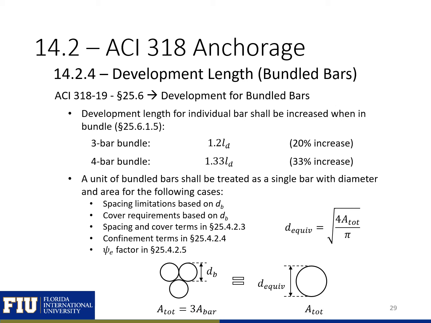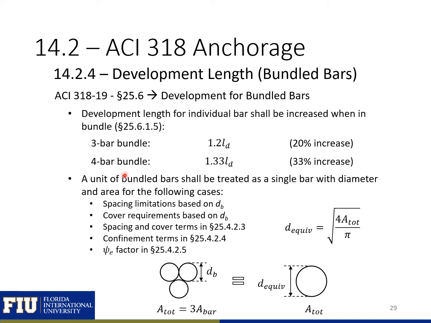So when I'm calculating the development length for these bundled bars, what I would do is calculate the development length for an individual bar, and then increase that development length by either a 1.2 factor or a 1.33 factor, so either a 20% or 33% increase, depending on if I have a 3-bar or 4-bar bundle. So again, you calculate the development length using individual bars, and then you magnify that development length based on your bundle size.